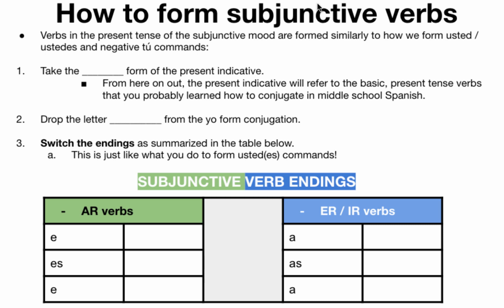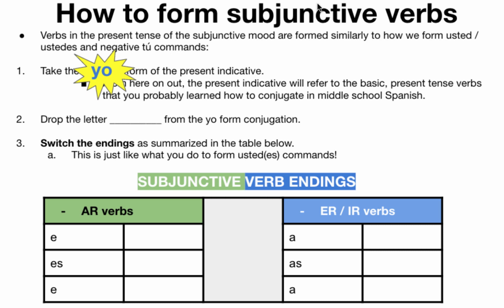So here's how we do it, because it's been a minute. It's been since last year since we've talked about this. So step one is to simply take the yo form of the present indicative. From here on out, the present indicative will refer to the basic present tense verbs that you probably learned how to conjugate in junior high Spanish in 7th or 8th grade.